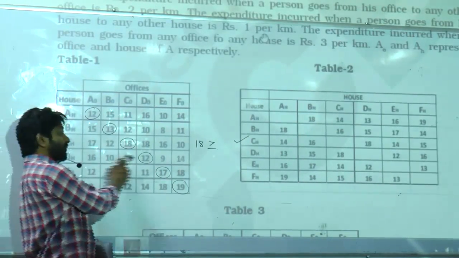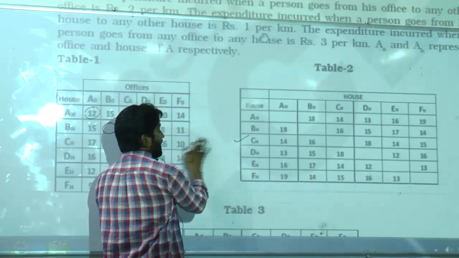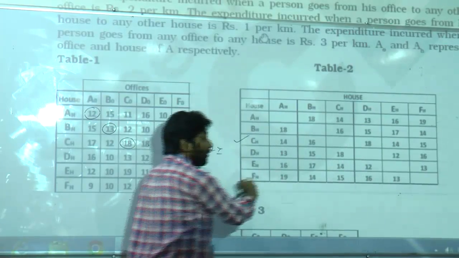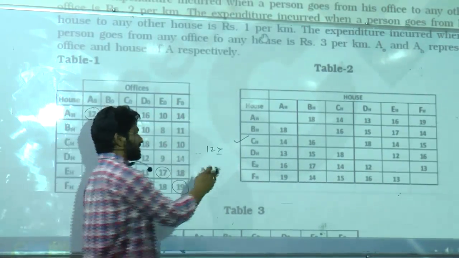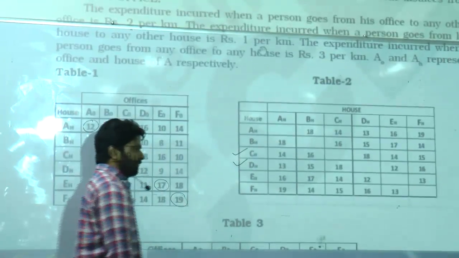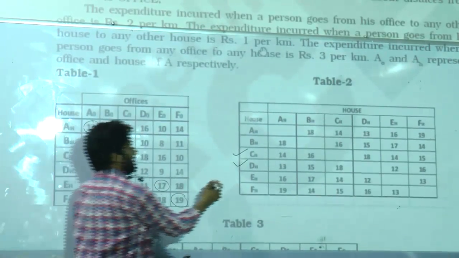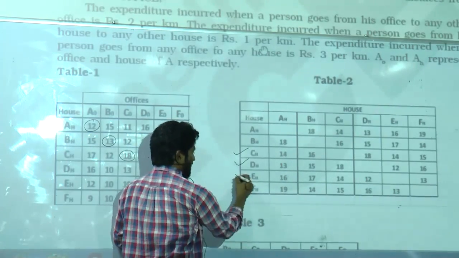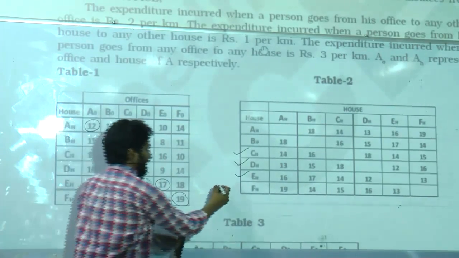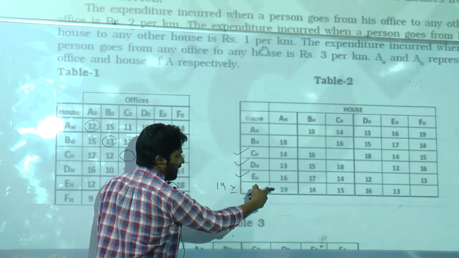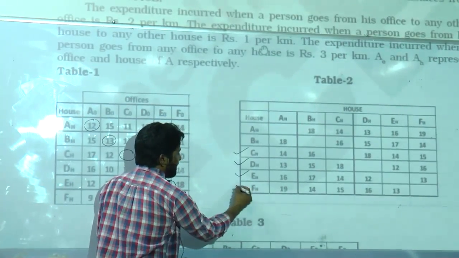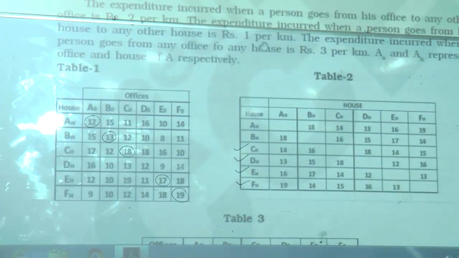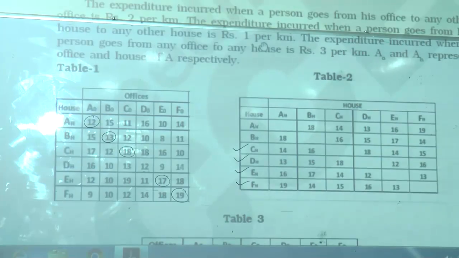D house to D office, 12. Is 12 more than or equal to any of these numbers? Yes. So you need to count D also. E house to E office, 17. Is 17 greater than or equal to any of these values? Yes. Next we have 19. Is 19 greater than or equal? Yes. So how many persons are there? 4. Answer? First option, not fourth option.